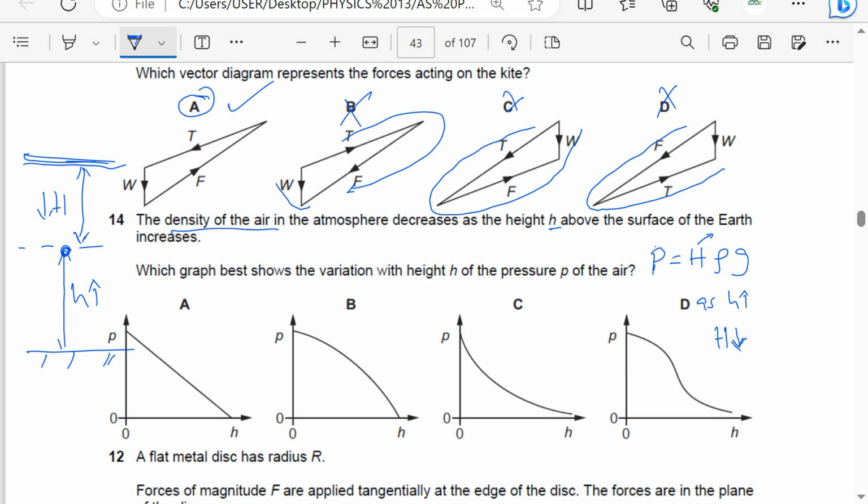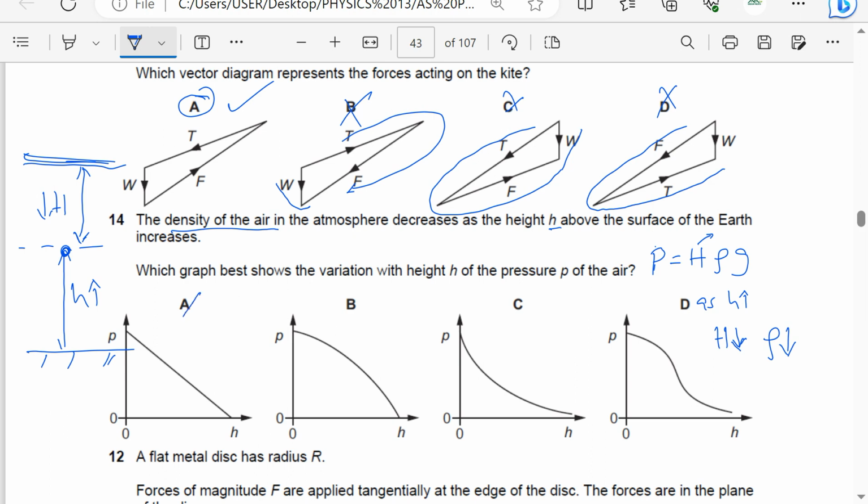But remember, the density is not constant, because the density decreases as the height h above the surface of the earth increases. So since the density also decreases, which graph shall we have? Let's check now by inspection. So this is showing pressure decreases uniformly as h increases. Pressure decreases as h increases, and it is showing that it decreases uniformly.